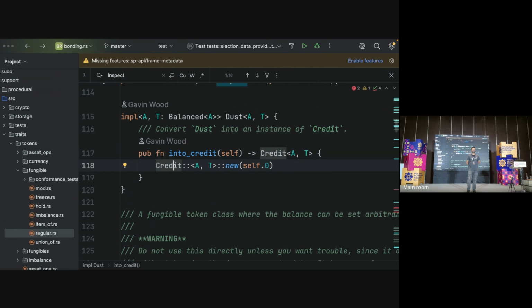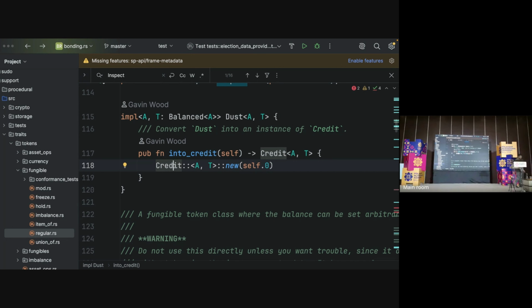You use the high-level APIs. Most of the time in tests, you use mint into and burn from, when you want to give some funds to someone or take them from them. And then you use transfer when you want to move a balance. You will use inspect and mutate all the time. But inspect and mutate are implemented based on some other low-level traits, which you're not expected to use. The low-level traits deal with credit and imbalances.